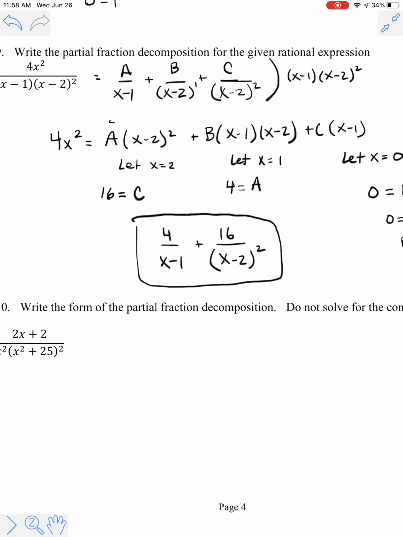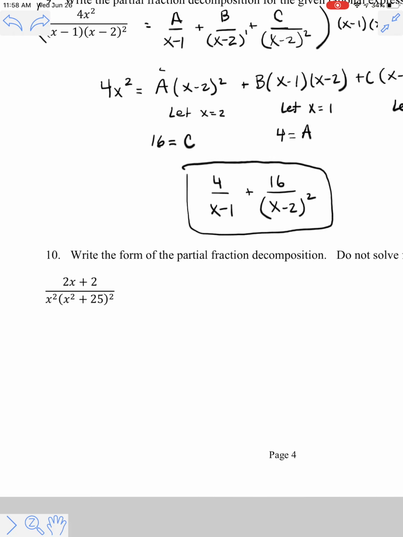For question 10, we're only going as far as writing the form of the partial fraction here. It doesn't want us to go through the process of solving for the constants. So we have x being multiplied by itself. X squared means x times x. So that technically counts as two factors. So I'm going to have a over x plus b over x squared.